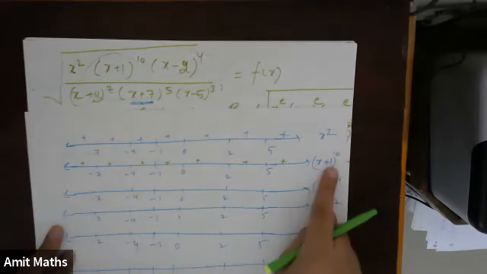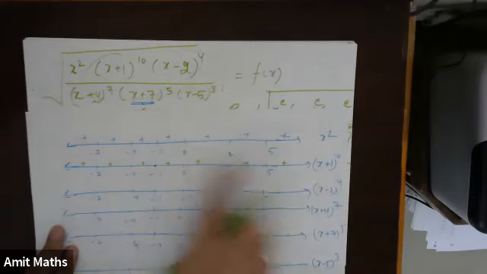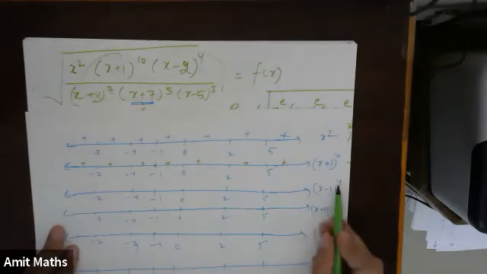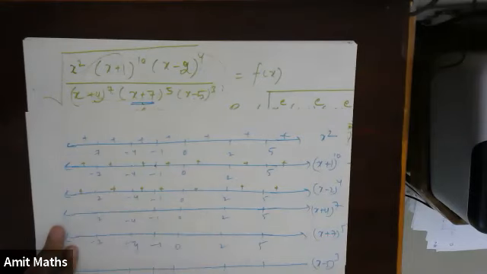(x plus 1) to the power 10 will be 0 only at one point, which is minus 1. So at this point, it will be 0. But in between, it will always be positive. (x minus 2) to the power 4: again, because 4 is there, it is positive everywhere.